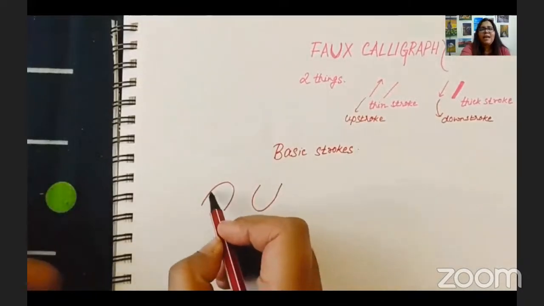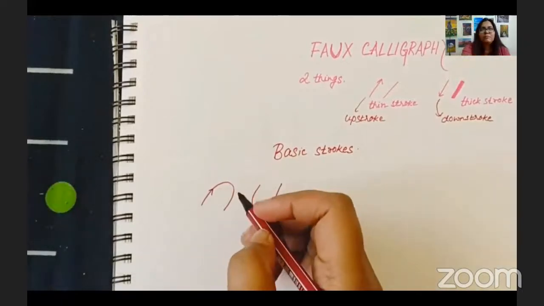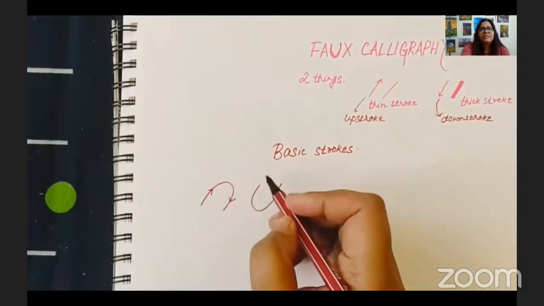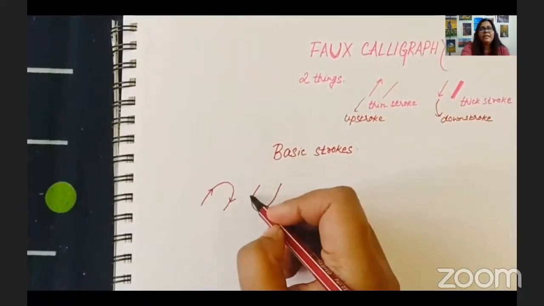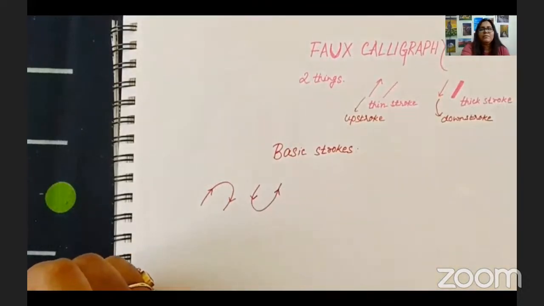So just see how my hand has moved. First, I have moved it upwards. So the arrow is pointing upwards, and then I am bringing it downwards. So this is the shape. Next, it is moving downwards first, and then it is moving upwards.